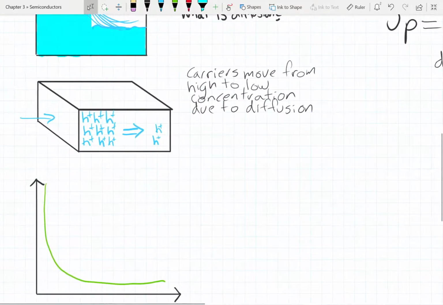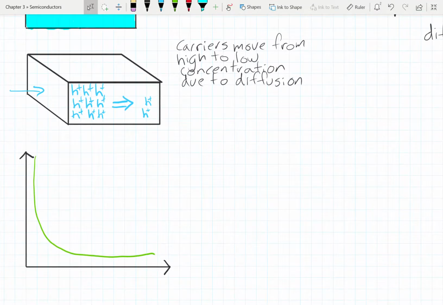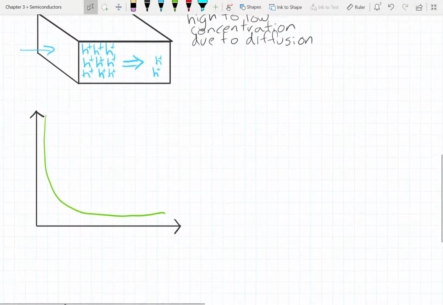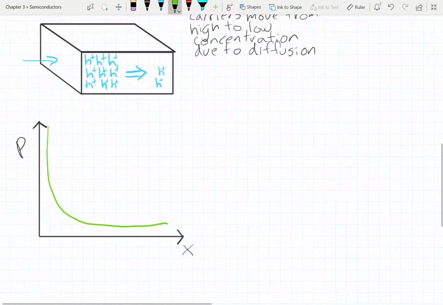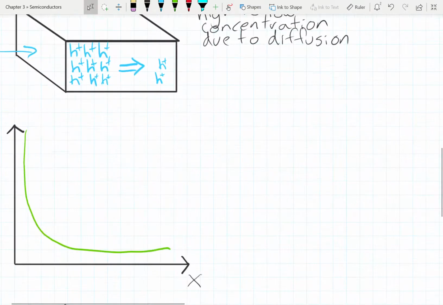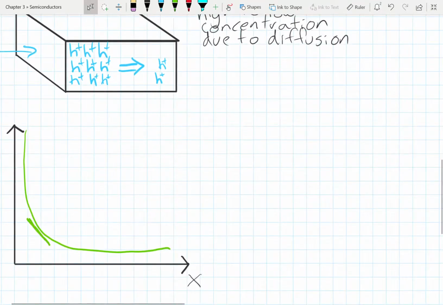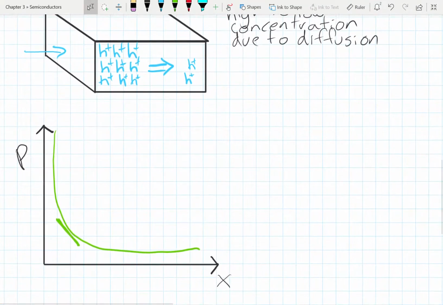If we were to look at this picture and translate it into a graph, we will have something like this. Here on the left, we have P, which is the concentration of holes, and here is just X, the position. On the left, you have a higher concentration than on the right, and that's expressed by that curve in green. The carrier concentration gradient is the slope of this curve right here. So you have a slope like that, and we know that when the slope is in that direction, that is a negative slope.